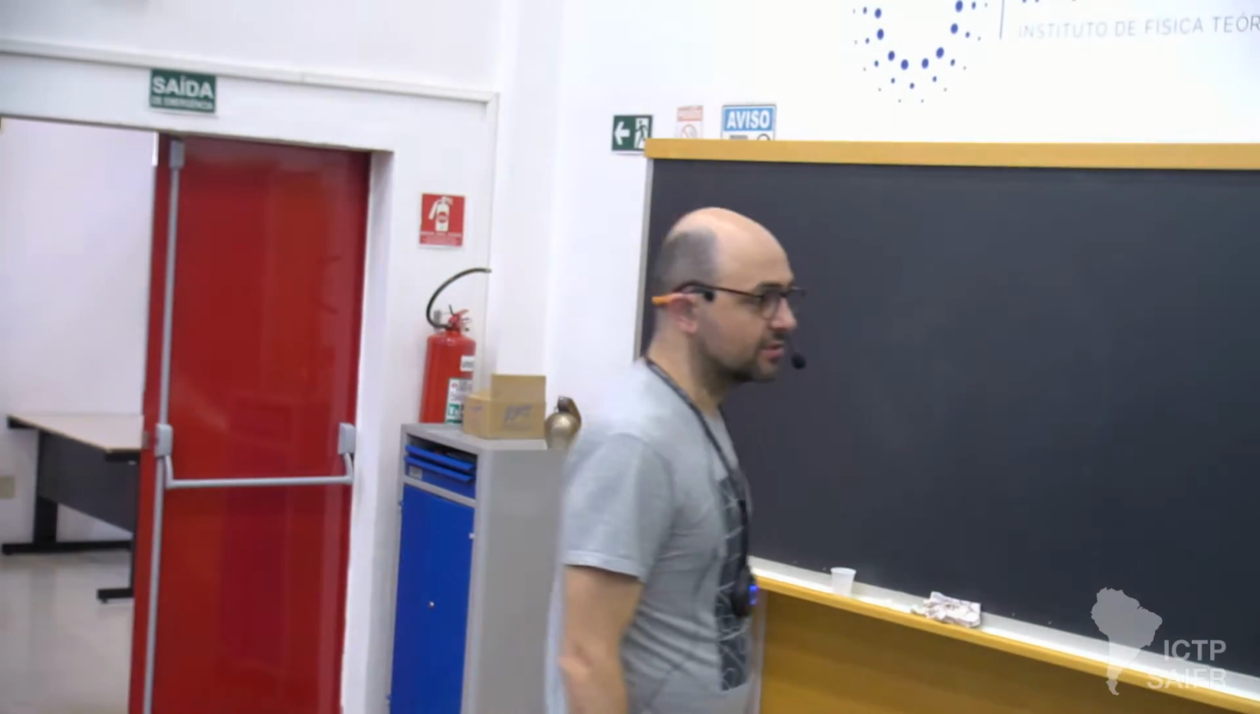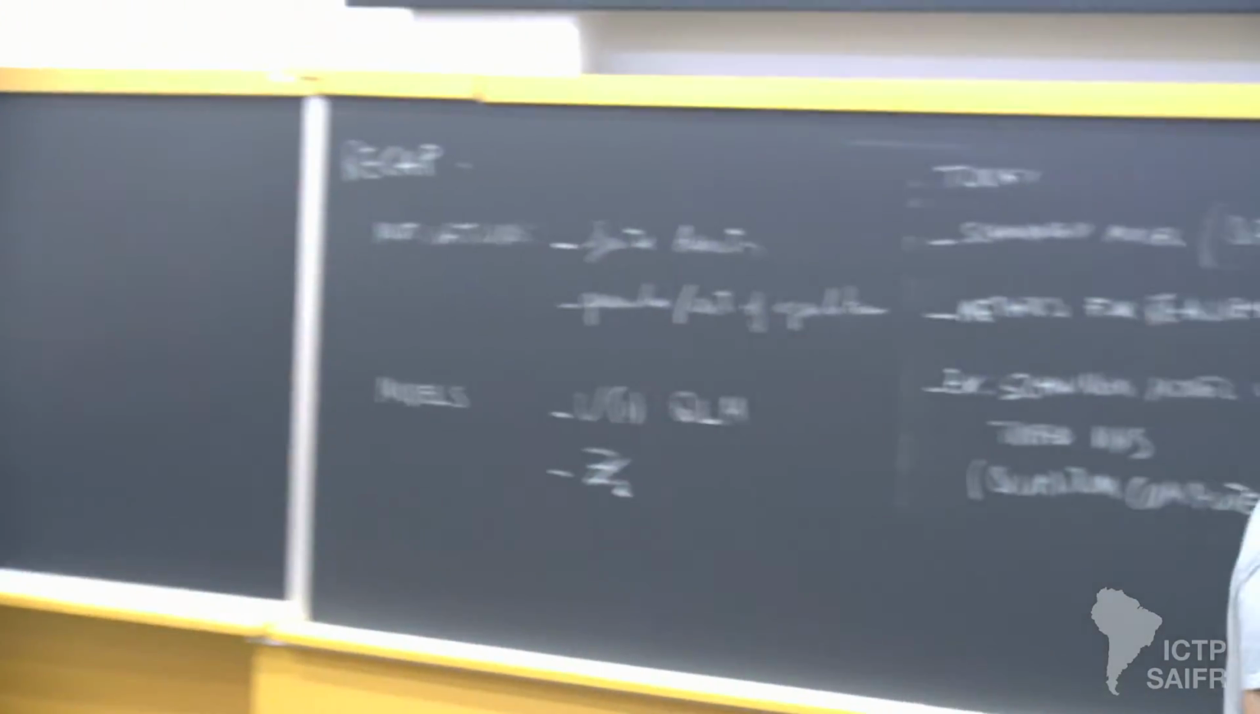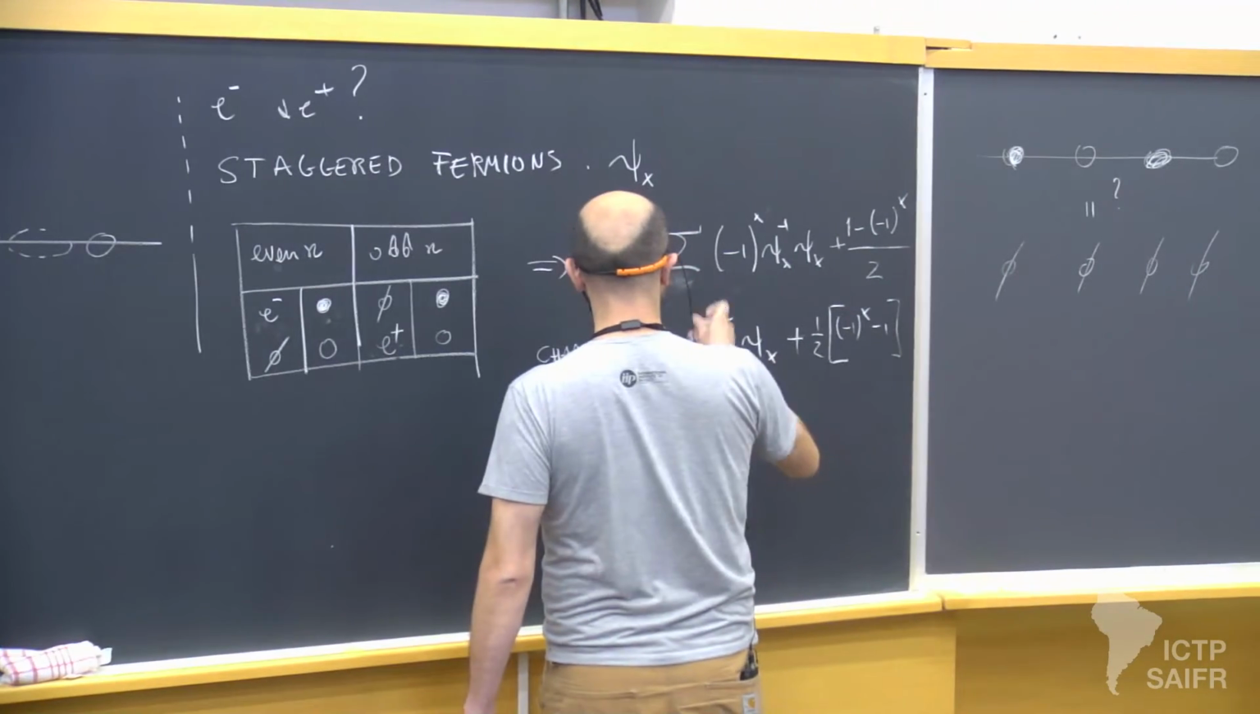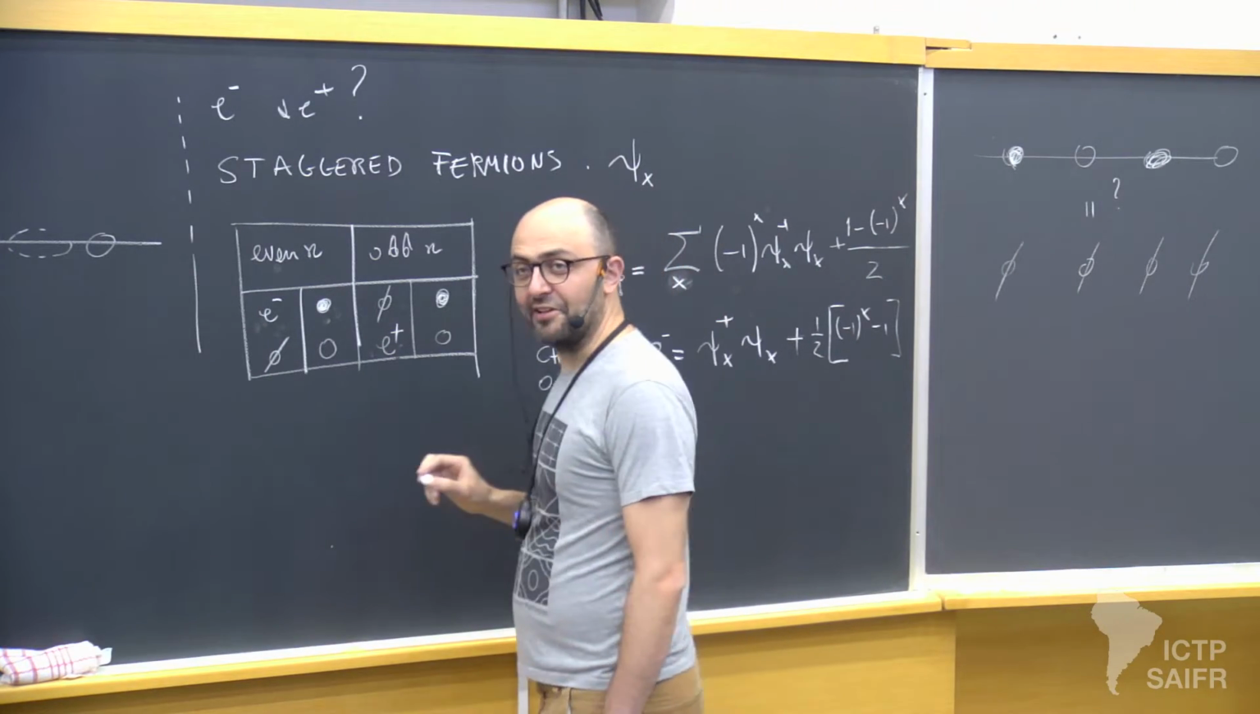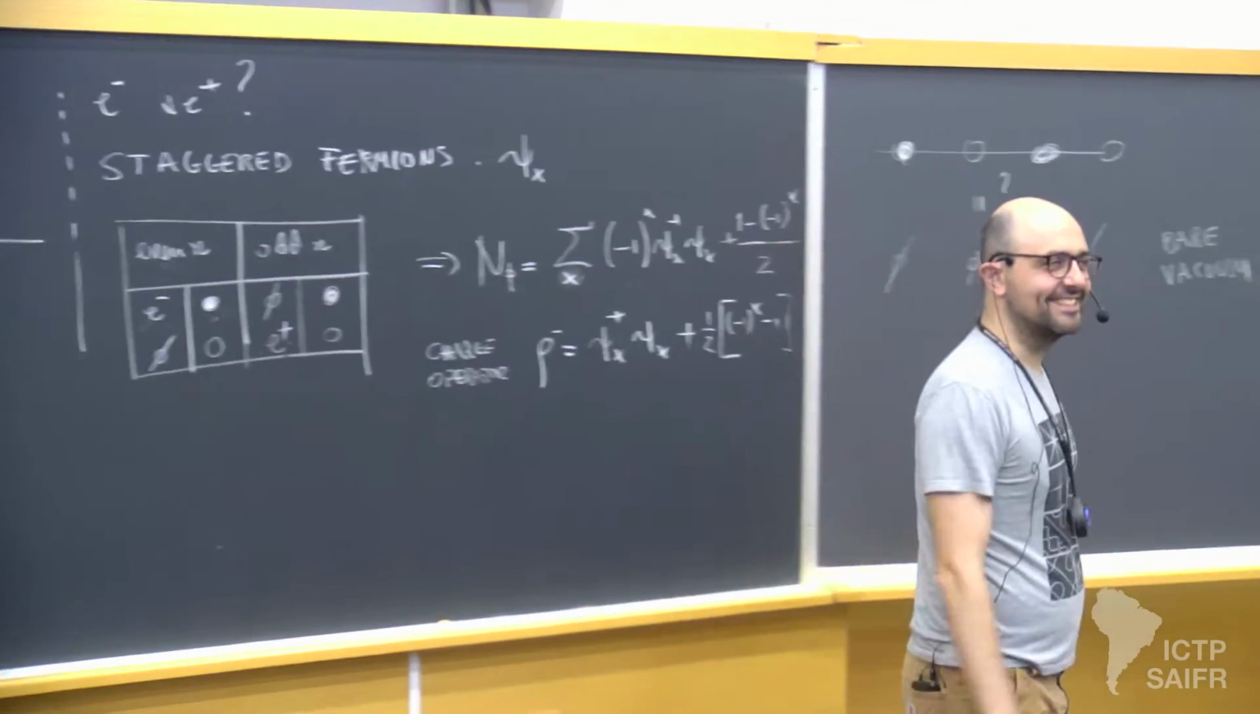Oh, this is sum over x, sorry. So this is the global charge. Sorry. My n and my x are very close. Okay, cheers.